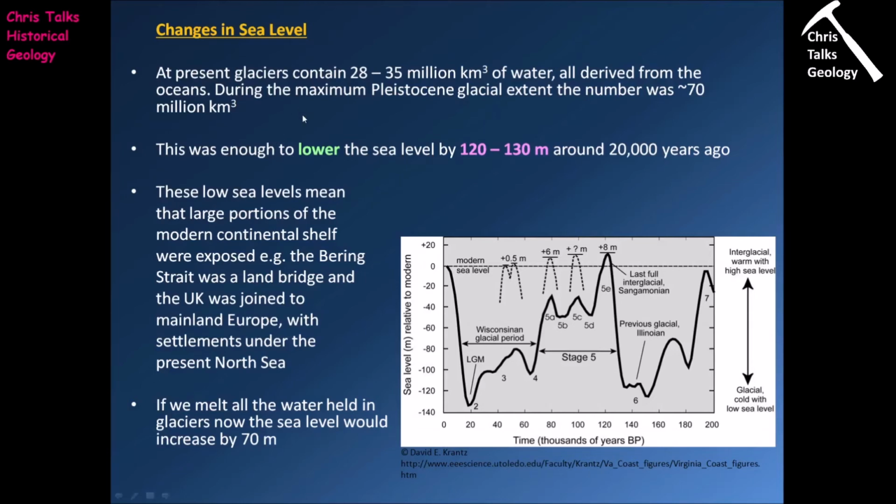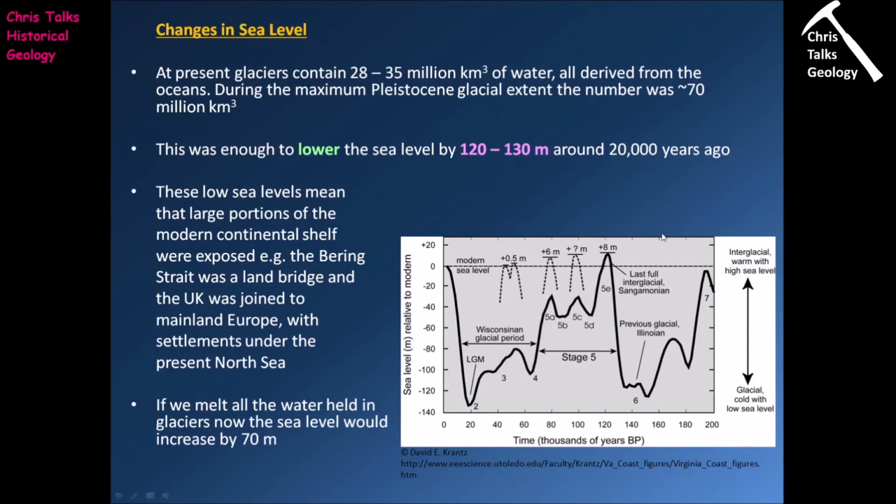Now, during the maximum Pleistocene glaciation, we actually had somewhere in the region of about 70 million cubic kilometers of water locked in glacial ice, so pretty much double the amount we have now. And this would have been sufficient to lower the global sea level by about 120 to 130 meters. So we know that global sea levels during the Pleistocene would obviously have been a lot lower than at present.